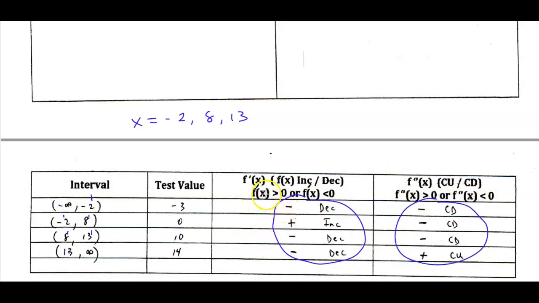For the first derivative, going from interval to interval, it'll be negative, positive, negative, negative, which means our graph for the interval from -infinity to -2 would be decreasing. For the interval from -2 to 8 it will be increasing. The interval from positive 8 to positive 13 is decreasing. And then from 13 to infinity will also be decreasing. For our second derivative, we have negative, negative, negative, positive, which means that for the first three intervals, we're concave down. And for the last one, we are concave up.